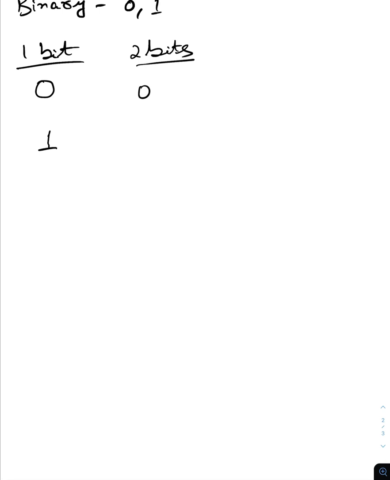You know that the binary system has 0 and 1. Bits are 0 and 1. Suppose you have to take only one bit. How many binary numbers can you form using just one bit? You can have either 0 or 1. Suppose it should take only 2 bits. So it's either 0 0, or 0 1, or 1 0, or 1 1. So 0 0 is 0, 0 1 is 1, 1 0 is 2, and 1 1 is 3.